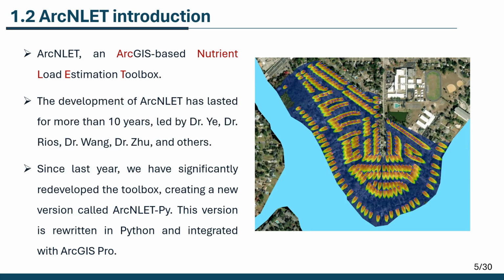On the right of this slide, you can see a figure showing the results from an ArcNLET calculation. And we can see many plumes, which represent the distribution of nitrogen in groundwater as calculated by ArcNLET-Py. The color on the figure shows different concentrations.